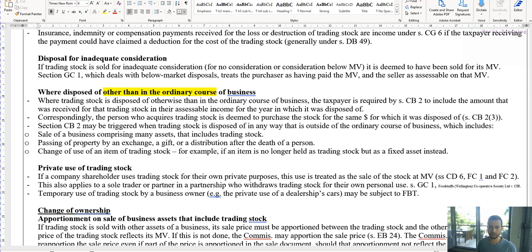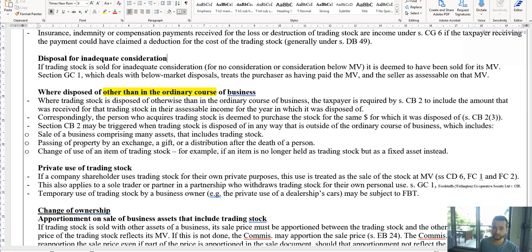So what happens in a disposal outside the ordinary course of business? So per section CB2, the taxpayer is required to include that amount that was received for trading stock in their assessable income. So if you sell your business, get rid of the stock, you include that disposal of trading stock in your income. Same as, if you change from carrying on a business to holding an item on revenue account, you would also dispose of that. You'd have to include that in your income.